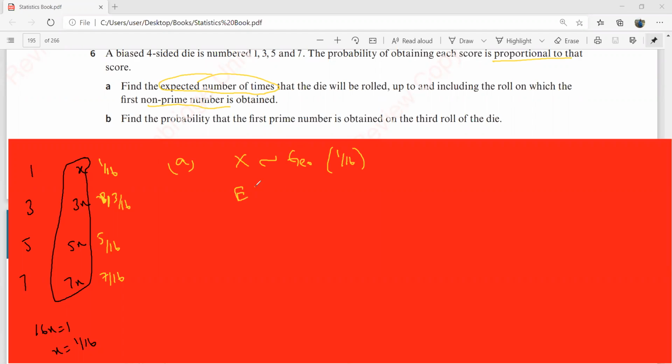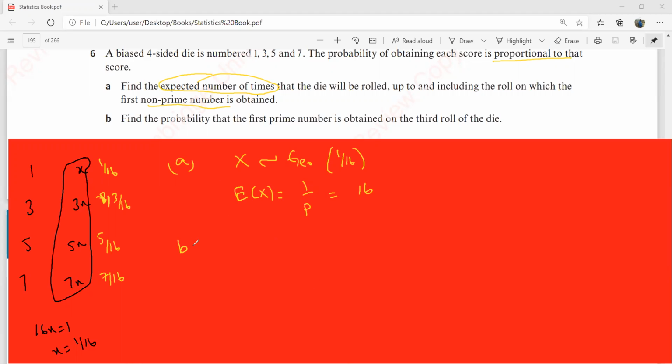So he's asking for E of x. So we know that that is 1 over p. Therefore, this is 16. So that means it is the 16th trial which is expected to have this 1 coming for the very first time.